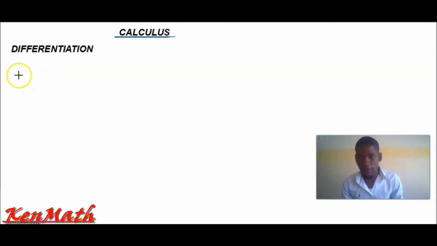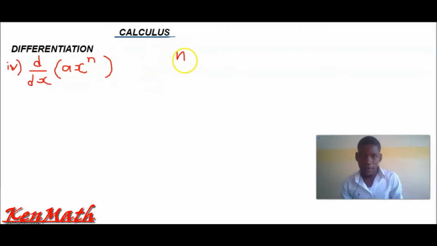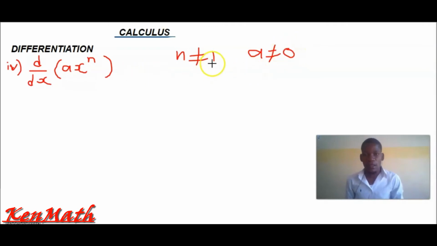So we go to skill number 4. When you're finding the d over dx of, for example, a number times x to the power n, where n is not equal to 1 and a is not equal to 0. So n can be any number apart from 1.